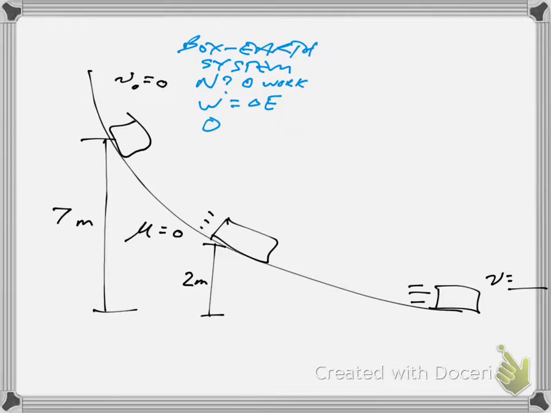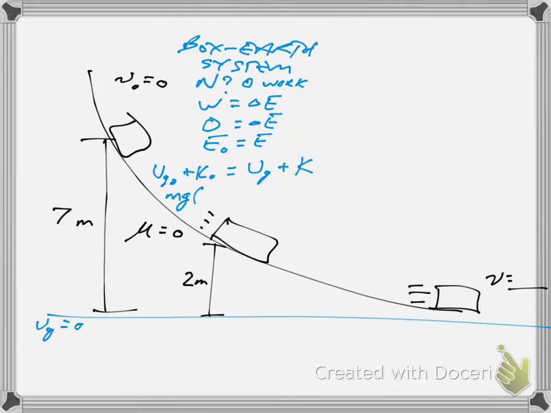And so the change in energy for the system will be 0 because there's no work being done on the system. If the change in energy is 0, that means the initial total mechanical energy is equal to the final total mechanical energy. What types of energy can it have? Gravitational potential and kinetic.